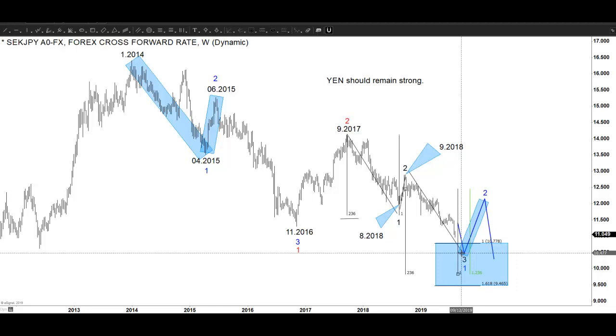So it's easy to forecast the market when you have these tools that we use in Elliott Wave Forecast.